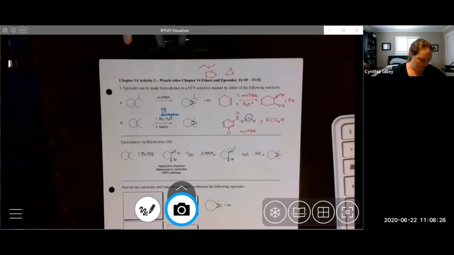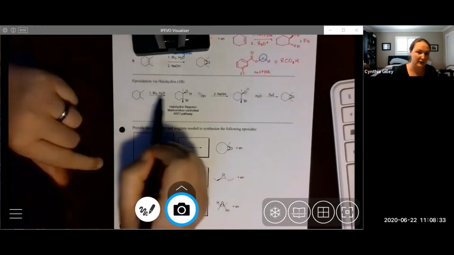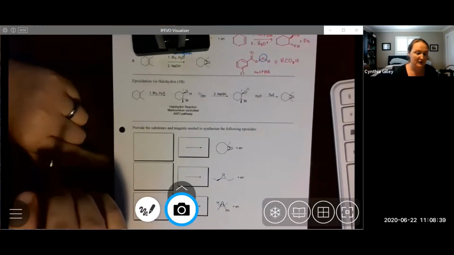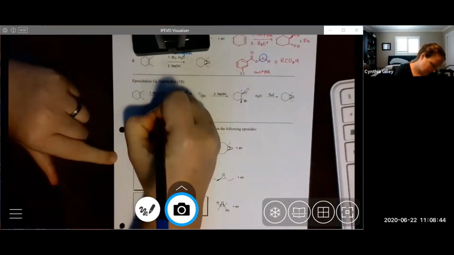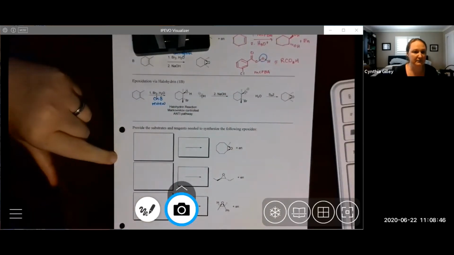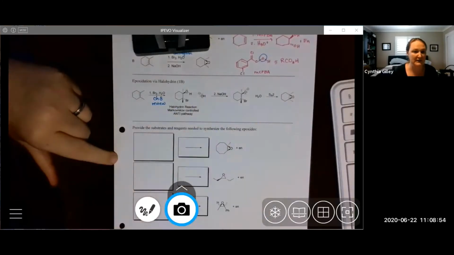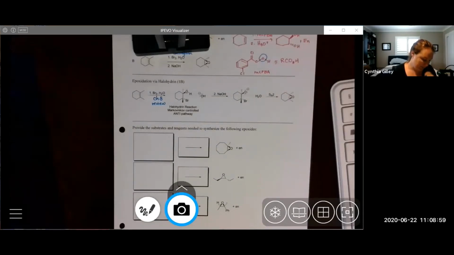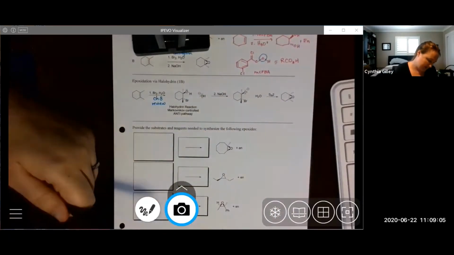So in the second one, right, we really didn't show the mechanism here for the halohydrin formation, and that's because it's a review. So you could go back to chapter 8 and you could review the halohydrin reaction. But one thing to note is that the bromine and the OH do end up opposite. So anti is the stereoselectivity. Then if you treat this with sodium hydroxide, then we'll have a deprotonation.